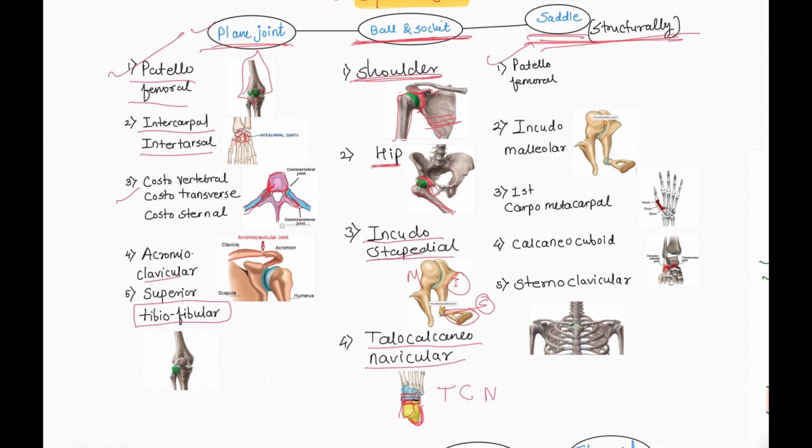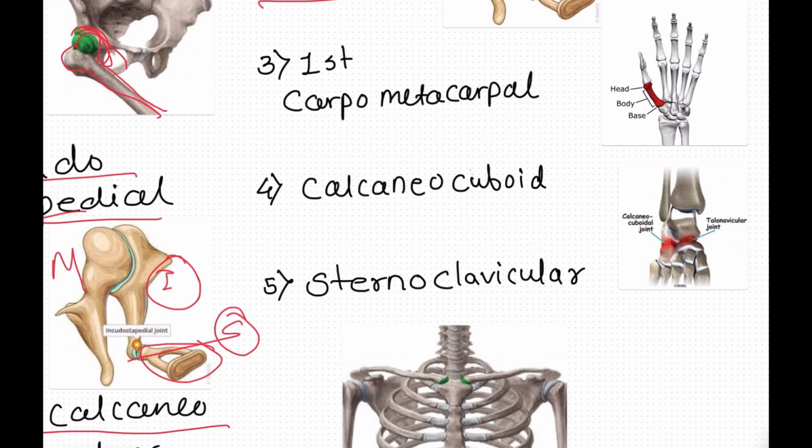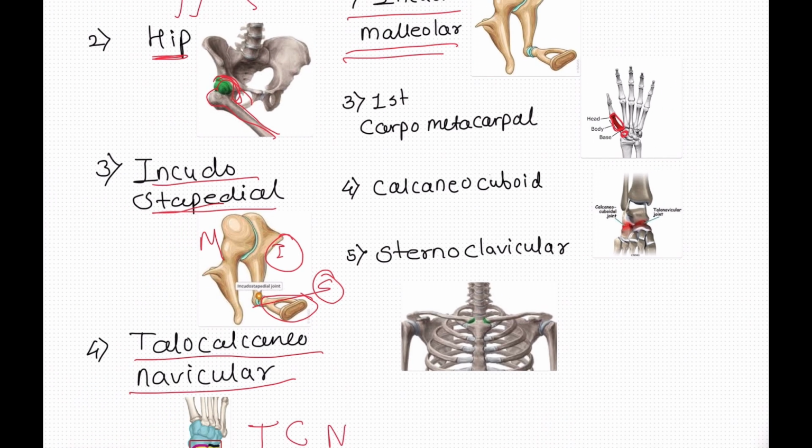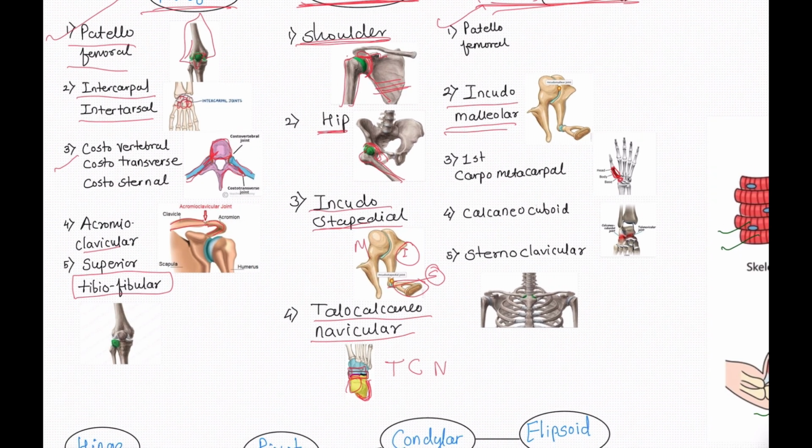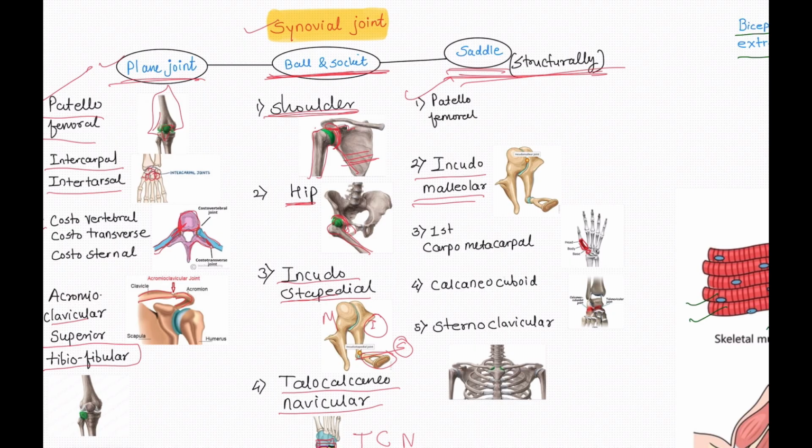Then the incudomalleolar joint. Now we saw incudostapedial, which was ball and socket; the remaining one, incudomalleolar, is saddle. Then the first carpometacarpal joint. You can see this is the first carpal bone, and this is the metacarpal bone. The first metacarpal bone and this carpal bone form this first saddle joint. The first carpometacarpal joint forms a saddle joint.